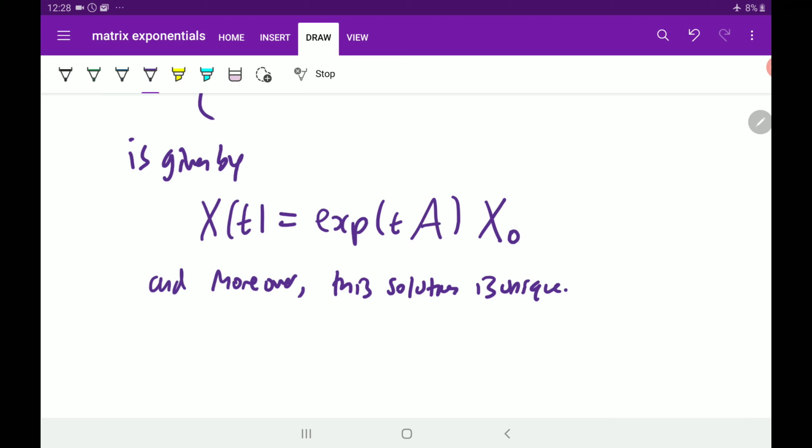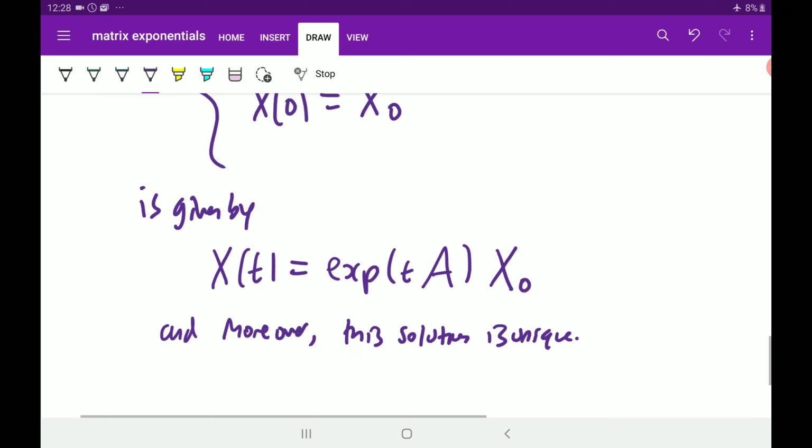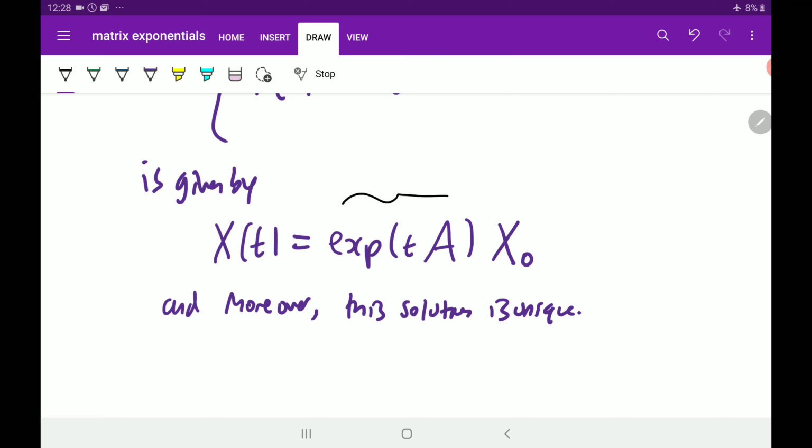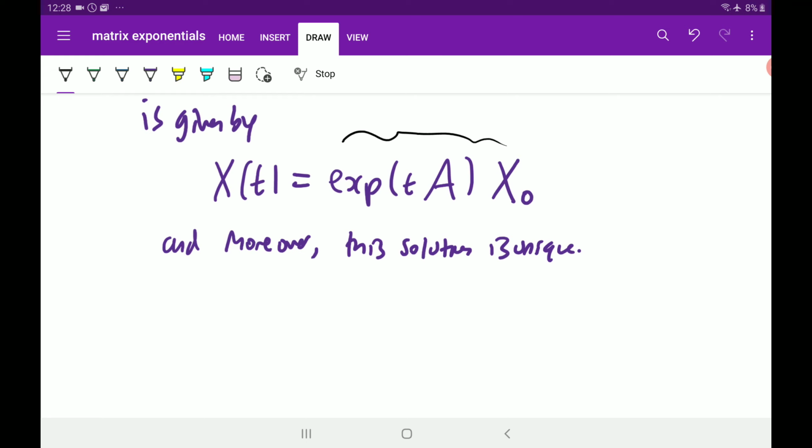Now, how would we prove this? Well, we'd have to differentiate this, right? But we have to think very carefully about how you differentiate this matrix product with respect to t. So let's talk about that.